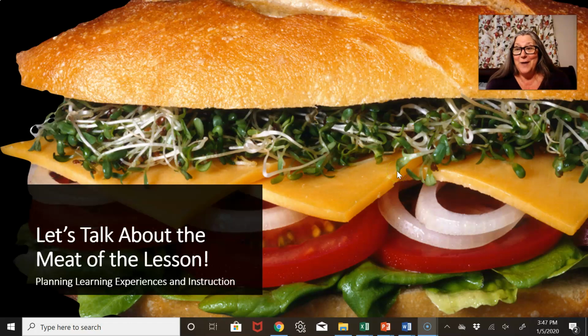All this talk about lesson planning is making me hungry. I don't know about you, but that looks like a pretty juicy looking sandwich. But it wouldn't look like a sandwich at all without the stuff in the middle. And so, even though we've talked about coming up with a good opener and a good closure, it's the stuff in the middle that's the meat of the lesson.